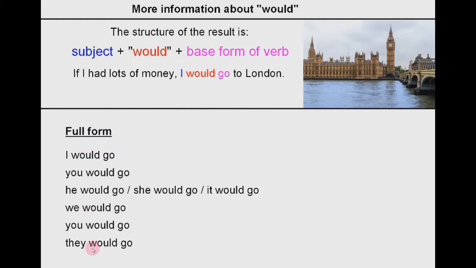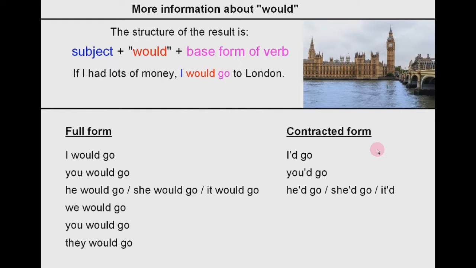So this is the full form, and we often use the contracted form. I'd go, you'd go, he'd go, she'd go, it'd go, we'd go, you'd go, they'd go. So the meaning is exactly the same, and we use the contracted form often in spoken English and informal English. Okay?